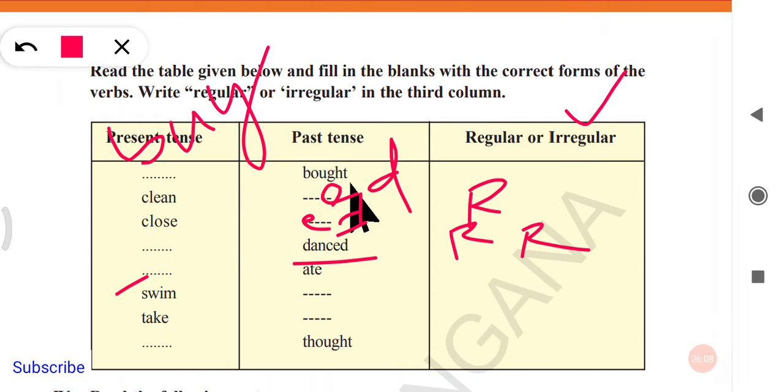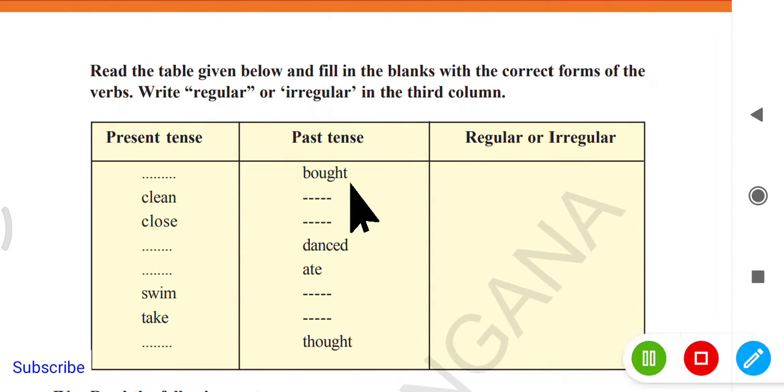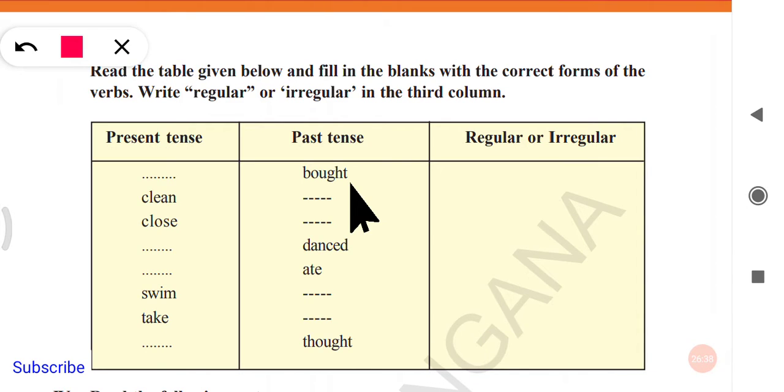Next, swim, swam, so that is also irregular. Next, take, took, so that is also irregular. Next, think, thought, again this is also irregular. So totally, the regular forms are here: clean is regular, close is regular, dance is regular, that's it. The rest of them are irregular.